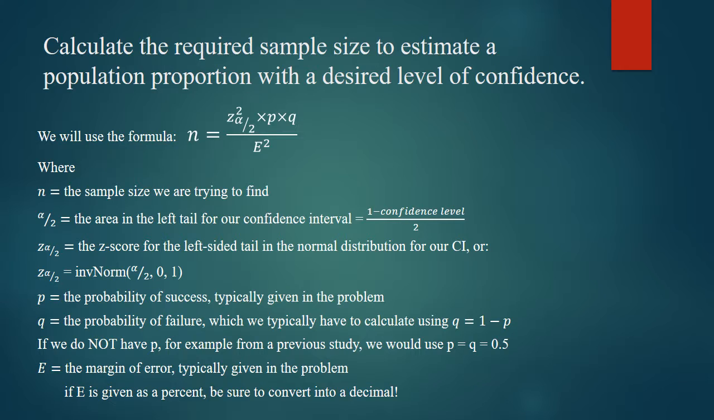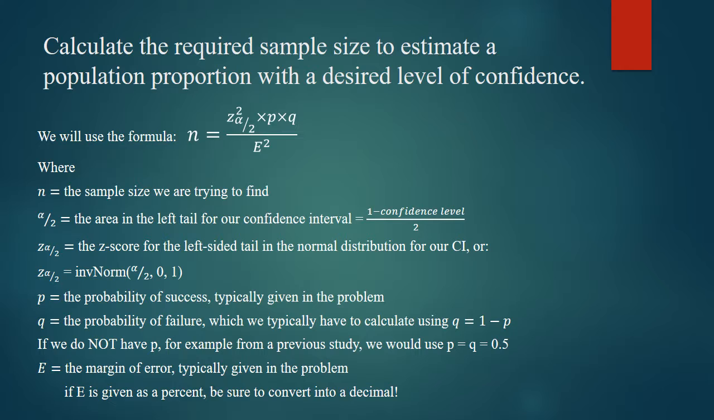Now suppose we want to conduct a study to estimate a population proportion with a certain confidence level, and we want to keep our margin of error small enough. We want a small enough margin of error that our results are meaningful. It's not very meaningful to estimate a population proportion and then have a margin of error of 30% or whatever.